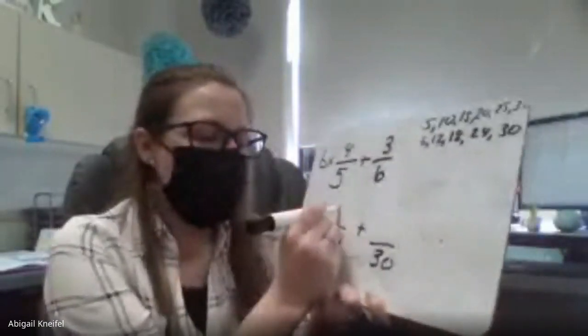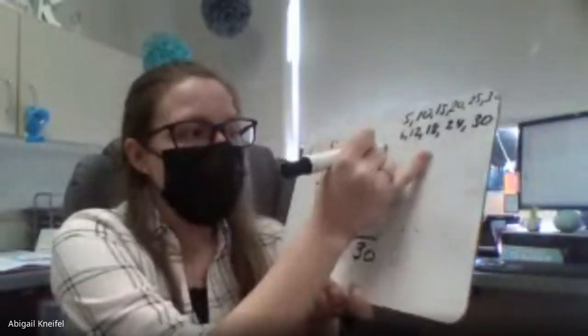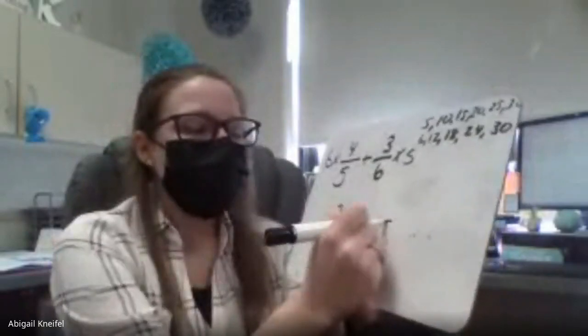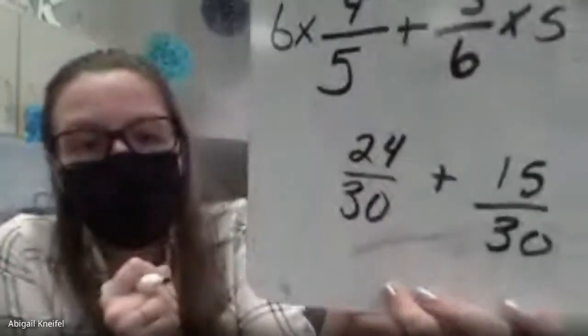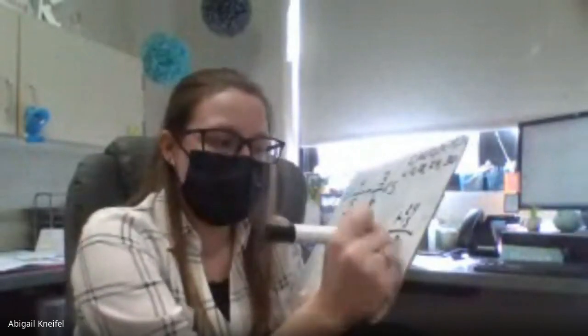6 times 4 is 24. We had to multiply 6 5 times to get to 30. So 5 times 3 is 15. So now our new problem is 24 over 30 plus 15 over 30. So 24 plus 15 happens to be 39. So our new problem is 39 over 30.